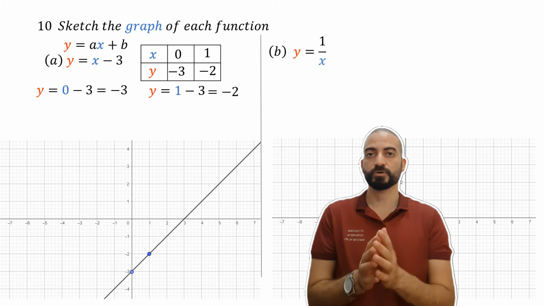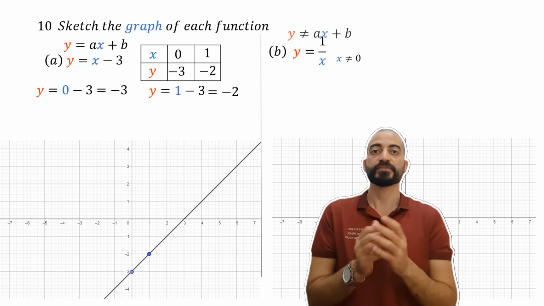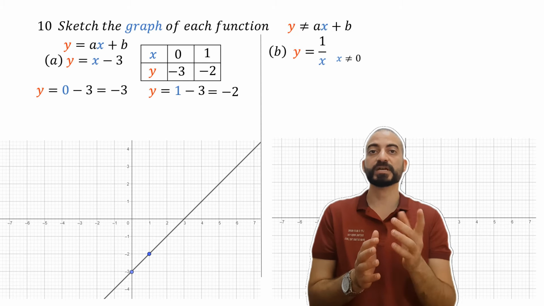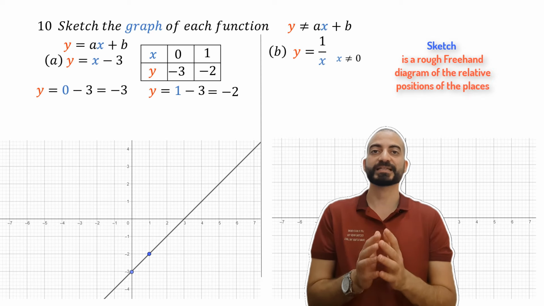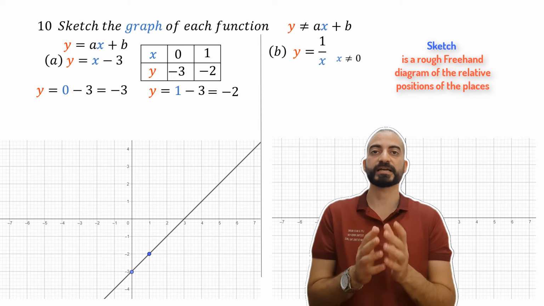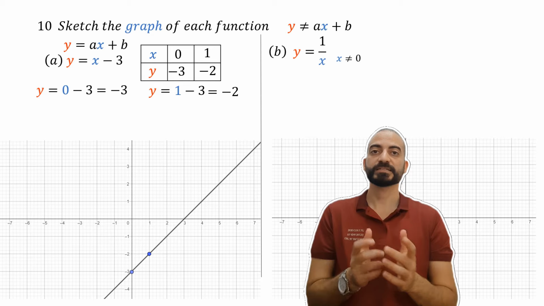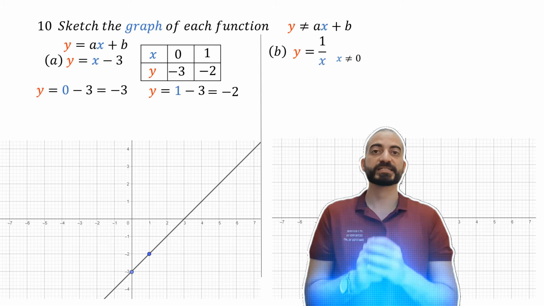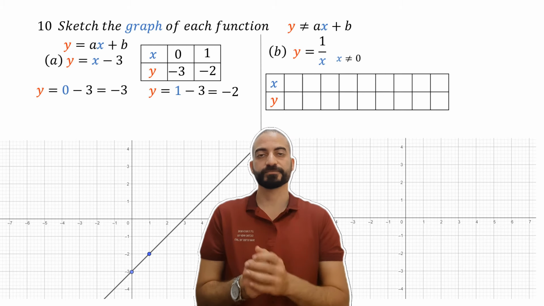We have y equals 1 over x. This equation does not match the equation of a line. This means that the drawing is not a line, but he tells us sketch. This means that it is enough to define the points and then we draw the graph. But here we must specify several points. Only 2 points are not enough.